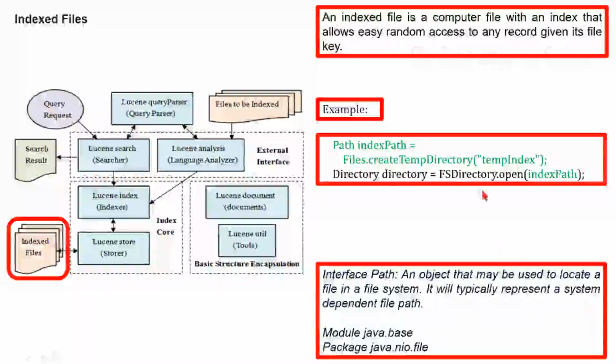We can consider this as an example: the interface Path, an object that may be used to locate a file in a file system. It will typically represent a system-dependent file path. Here you can see the class Files. This class consists exclusively of static methods that operate on files, directories, and other types of files. The interface Path is in module java.base and package java.nio.file.